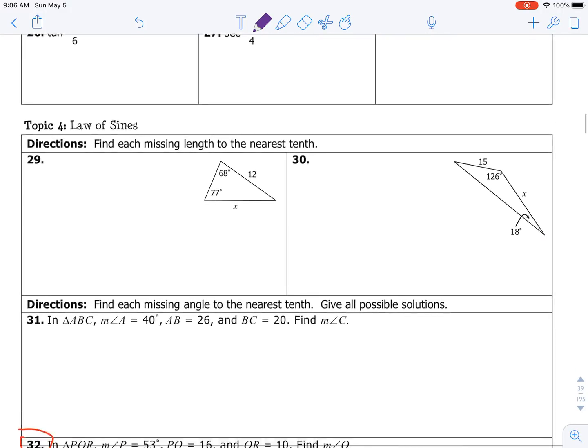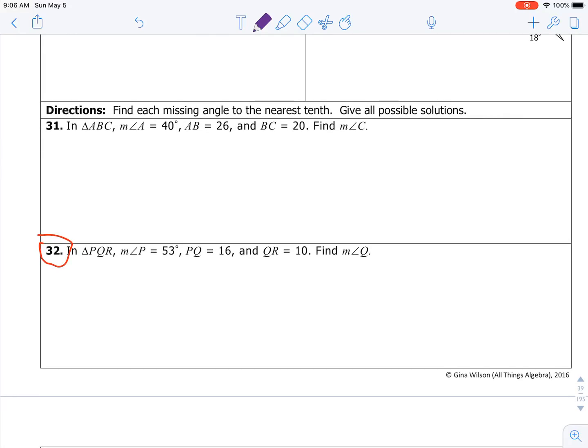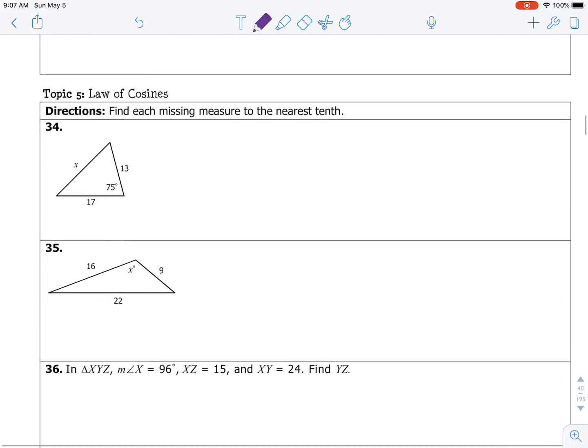Okay. All right. That's about the toughest one on there. The rest of these should be pretty good. Let's just draw up 32 together though. So in PQR, angle P is 53, PQ is 16, and QR is 10. I like drawing the angle first. And then that is angle P. Then PQ is 16. And QR is 10. And you need to find angle Q. Okay, this is law of sines and law of cosines stuff. I think you can figure it out from there.